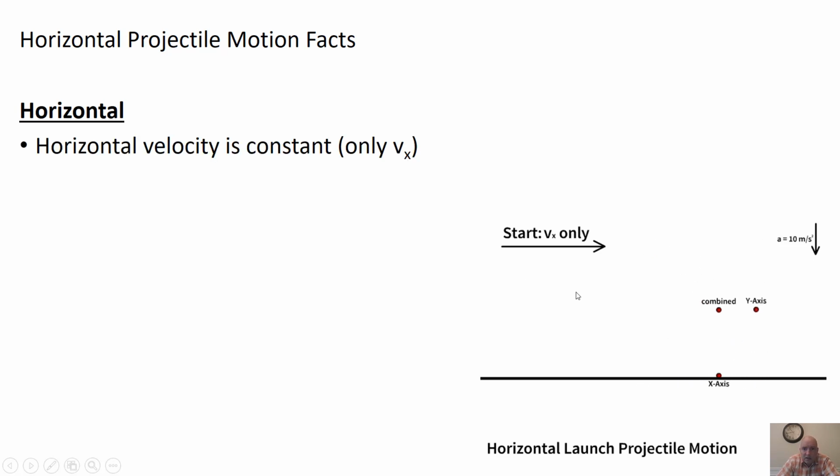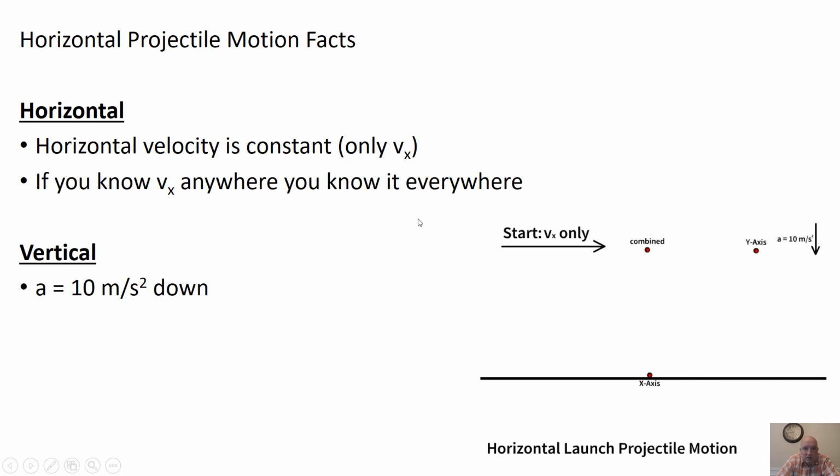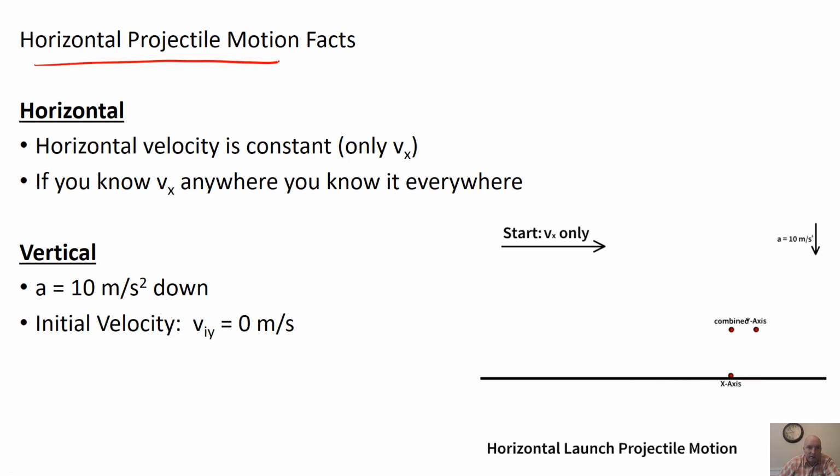So just some information to remind you about: if you know Vx anywhere, because it's going to stay the same the whole time the problem's going on, you're going to know it everywhere. The acceleration due to gravity is always going to be 10 meters per second squared down, but specifically because we're dealing with horizontal projectile motion problems that are going to be launched directly straight outwards, just like this, we're going to have an initial y velocity of 0 meters per second.